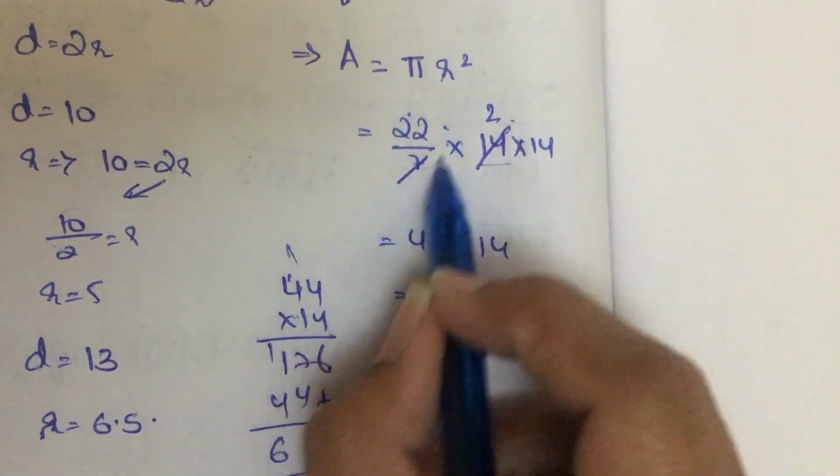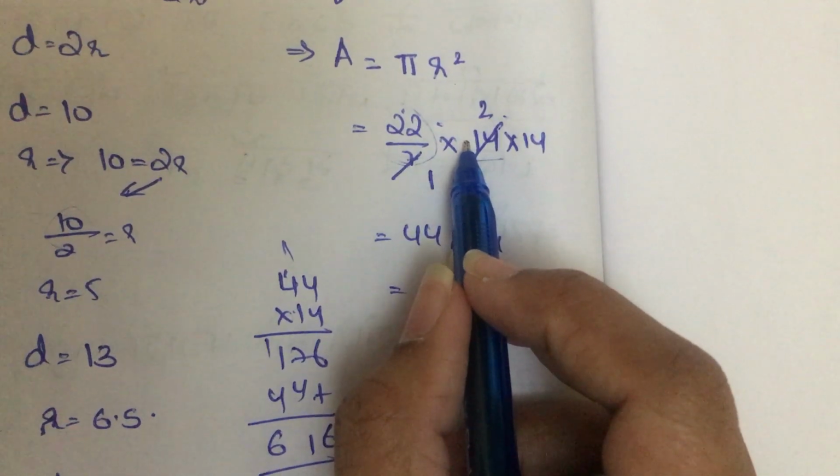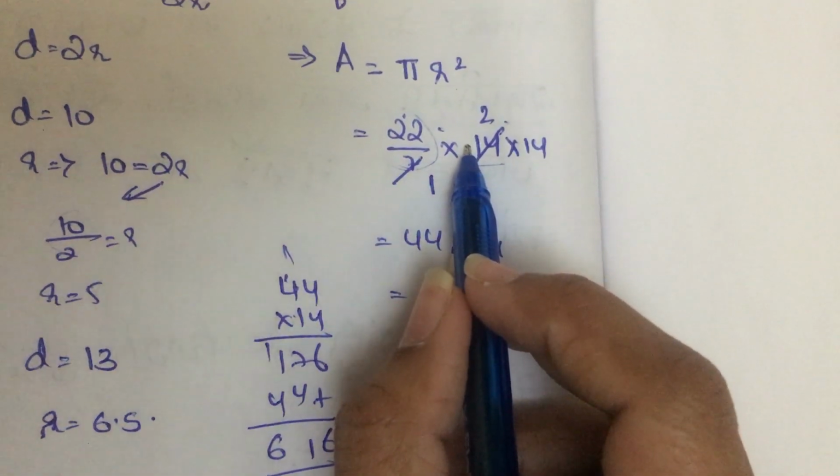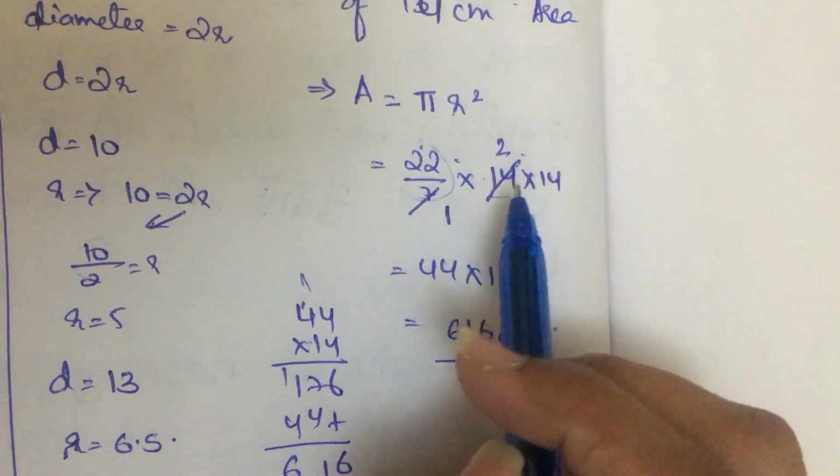So the pi value needs to be replaced by 22 by 7, and r is the radius that needs to be replaced by whatever radius is given to me, and square means you have to put it twice and simplify this.